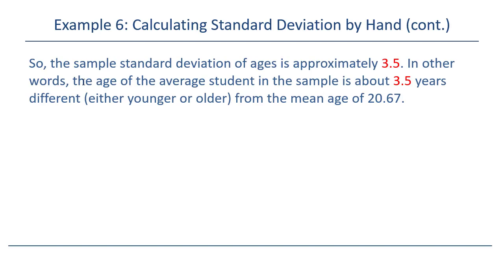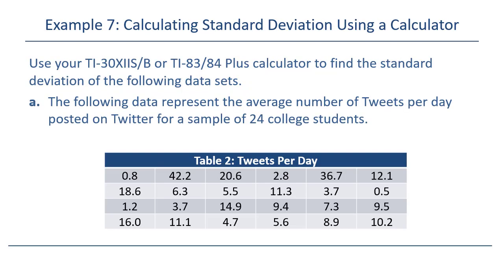So it's basically telling us that on average, this data value is about 3.5 years different from the mean of 20.6. So any particular piece of data you picked, on average, it's going to differ from the mean by 3.5 years. Now, obviously, some differ by more, some differ by less, but on average, that's how different they are from the mean. That's what a standard deviation tells us.